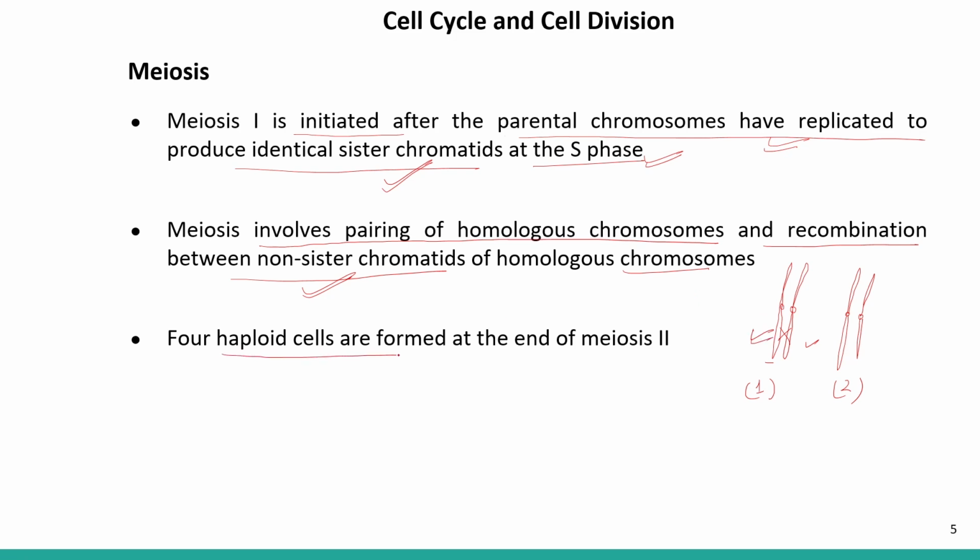4 haploid cells are formed at the end of meiosis. So what will be the result of meiosis? The 4 haploid cells will form at the end of meiosis, that will be after meiosis 2. But we have seen that in mitosis, at the end of mitosis, we have just 2 cells, right? But here 4 cells will form, and the difference is that the cells will have half the chromosome number. That is the haploid set.